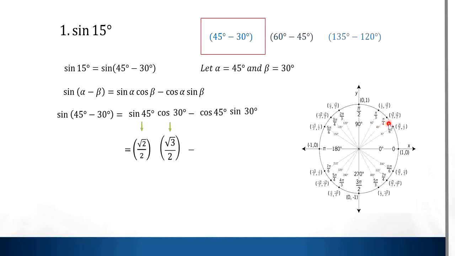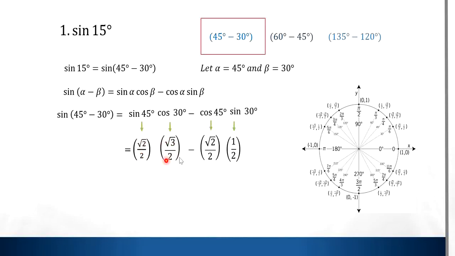This one is the x value, that is equal to square root of 2 over 2. So, this one now becomes square root of 2 over 2. And last one is sine 30 degrees. This one is the ordered pair and that is the y value, meaning that's equal to 1/2. So, sine 30 is equal to 1/2. And after that, we can now proceed to our basic arithmetic.